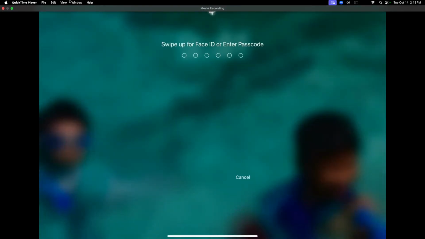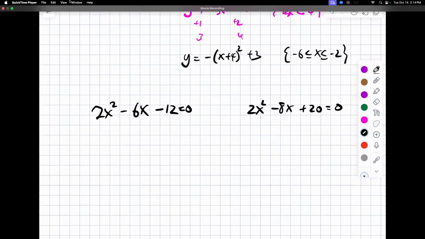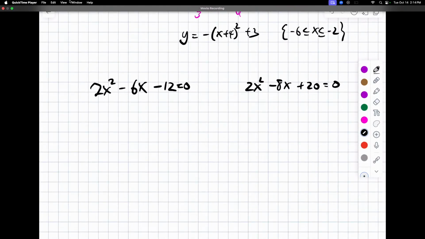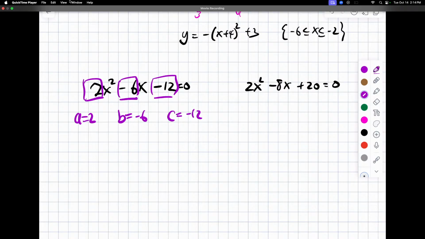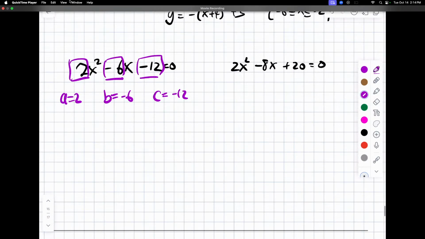You gotta do the trap house method. Bro, Ella, 132 divided by... Arthur, pay attention. 66. a is equal to 2. That's this 2. Yeah. b is equal to -6. That's this -6. c is equal to -12. Always keep the sign. Okay, a sad boy.